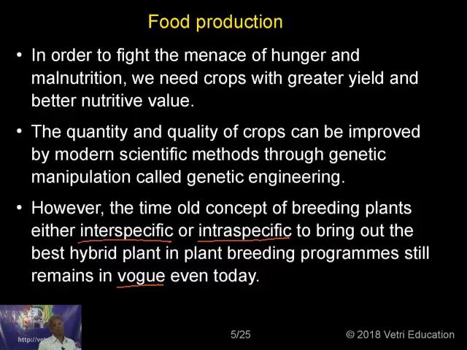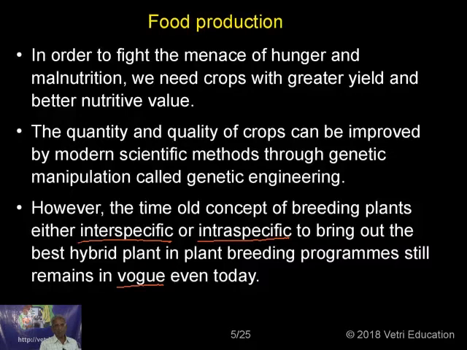When you make a cross between two different species, you can't say that it will always be successful. Sometimes the compatibility will be there, sometimes the compatibility will not be there. You can't say that an interspecific cross will always be successful. Sometimes even an intergeneric cross becomes successful, but an interspecific cross may be a failed attempt. So it's only a trial and error method.